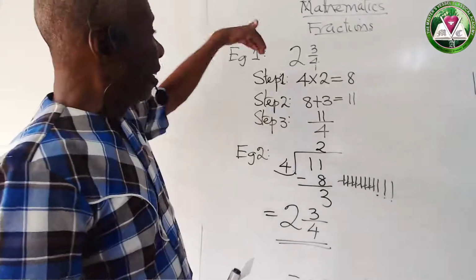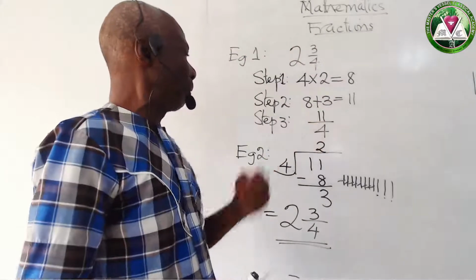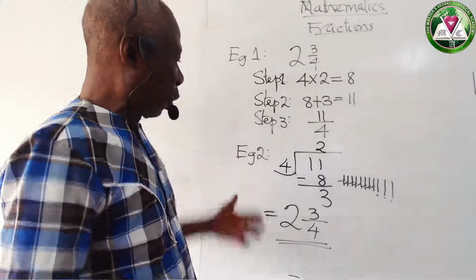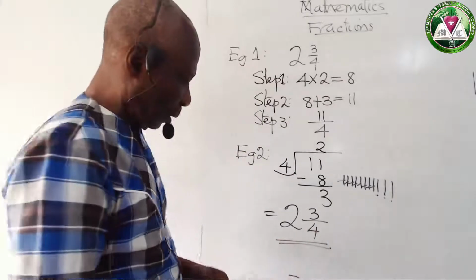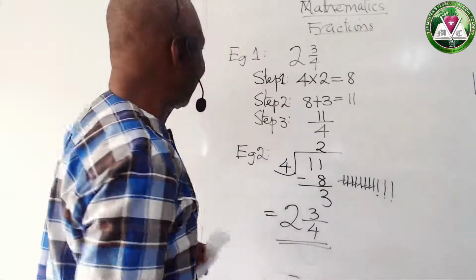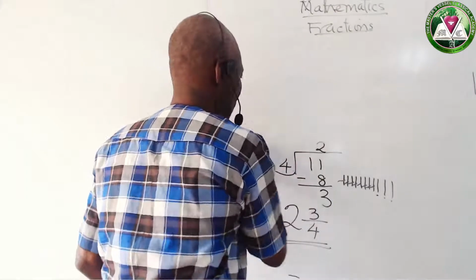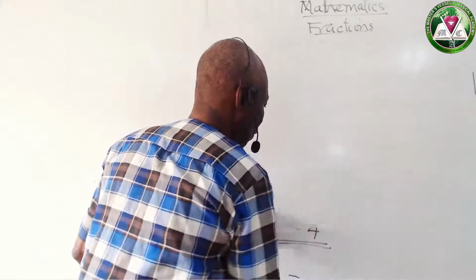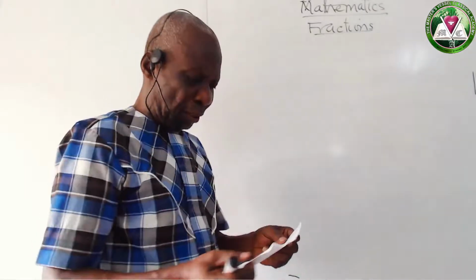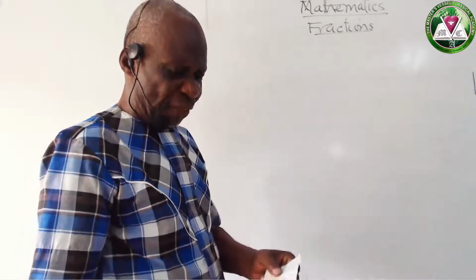For example 1, we changed a mixed fraction into improper fraction. For example 2, we changed improper fraction to a mixed fraction. So let us go on to the next aspect. In the next aspect, we shall handle equivalent fractions.